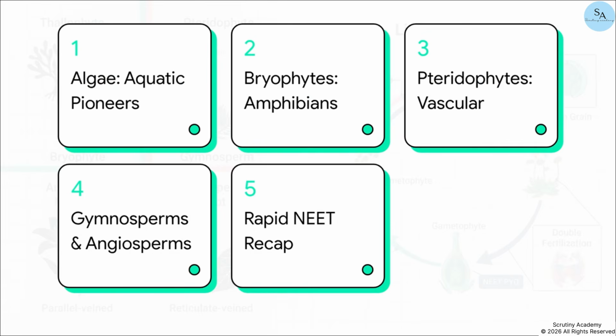So, here is your evolutionary roadmap for today. We're going sequentially, starting with algae, the aquatic pioneers. Then onto bryophytes, the amphibians of plants. Up next, Pteridophytes, the first vascular plants. Following that, we'll hit Gymnosperms and Angiosperms, and finally, we'll finish off with a rapid NEET recap.